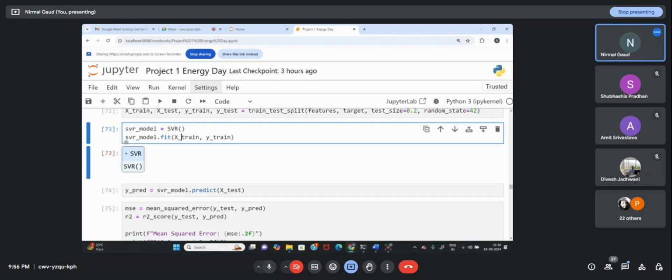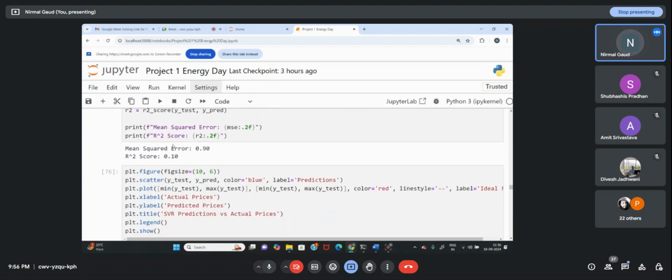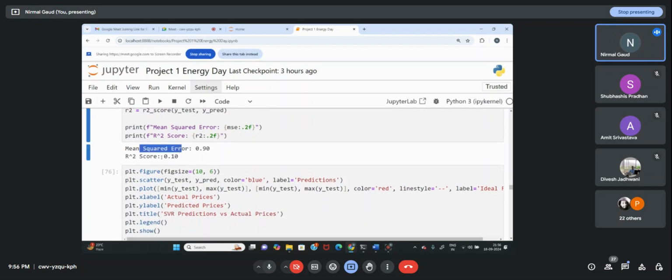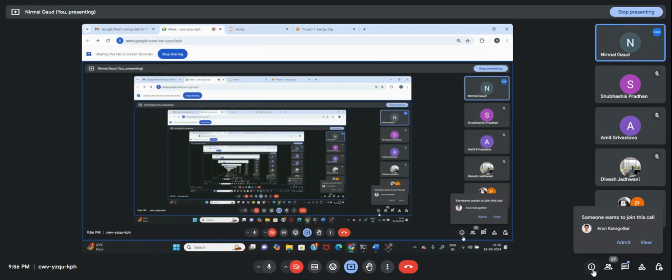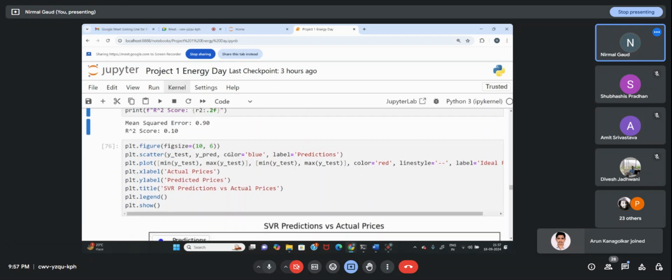Here I did the training with SVR and calculated the prediction. Once I was done, I printed the error and the R2 score. The error here in SVR is a bit higher than LR, that is 0.09, but it is less. 0.09 is not a big value. And the R2 score is 10. That means 10 percent of the data points are seen over the actual line. The rest are nearby. And this is how I can plot it.